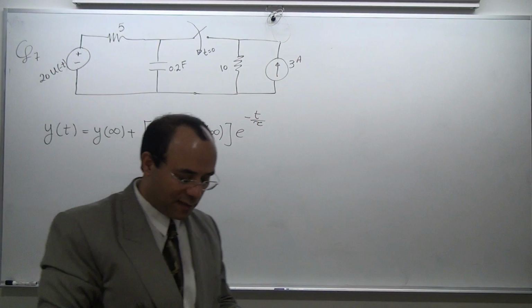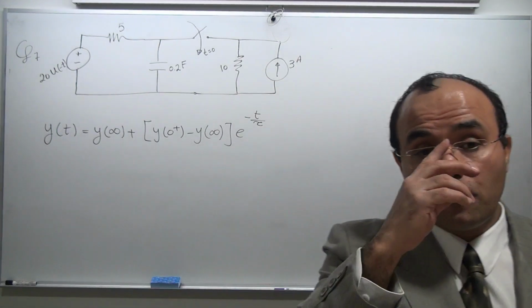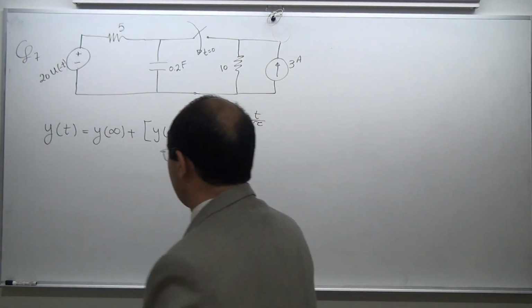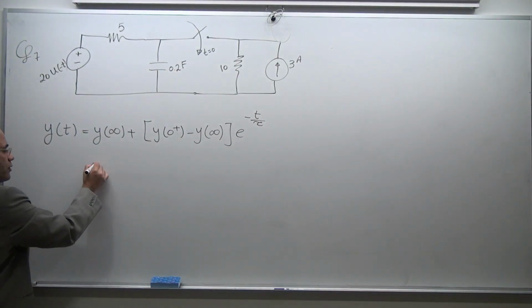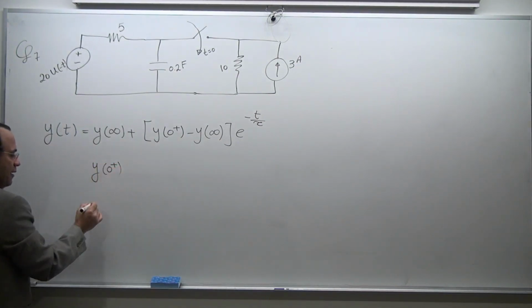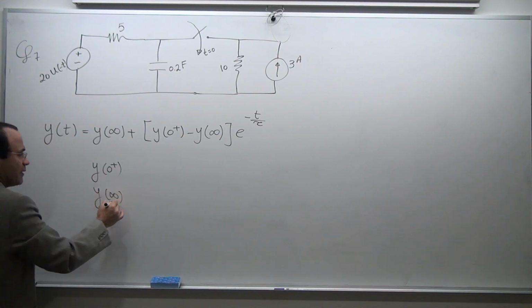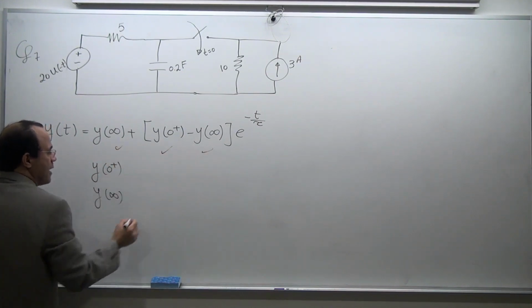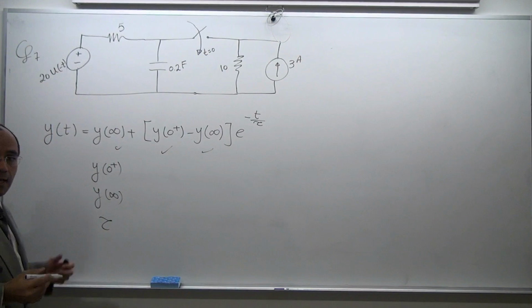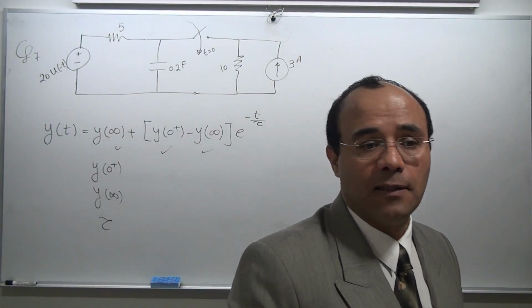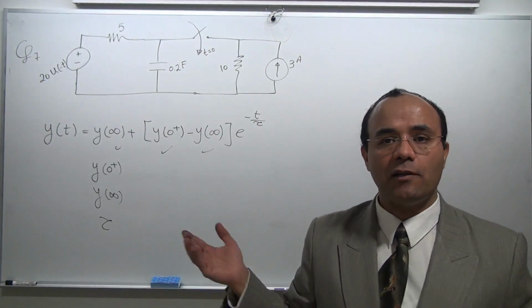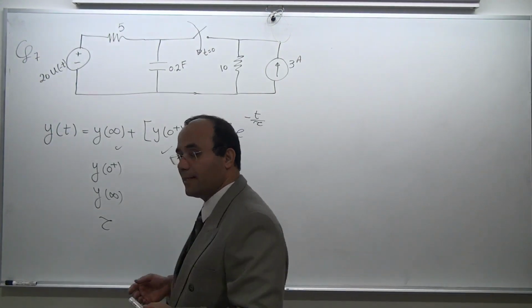Looking at this famous equation, it tells you need to find 3 prominent terms to be able to write this. You need to tell me how much y of 0 plus is. You need to tell me how much y of infinity is. And then you need to tell me how much tau is. If I have these 3 unknowns, then I have my equations. And I don't have to write the differential equations that are going to be costly in terms of time.